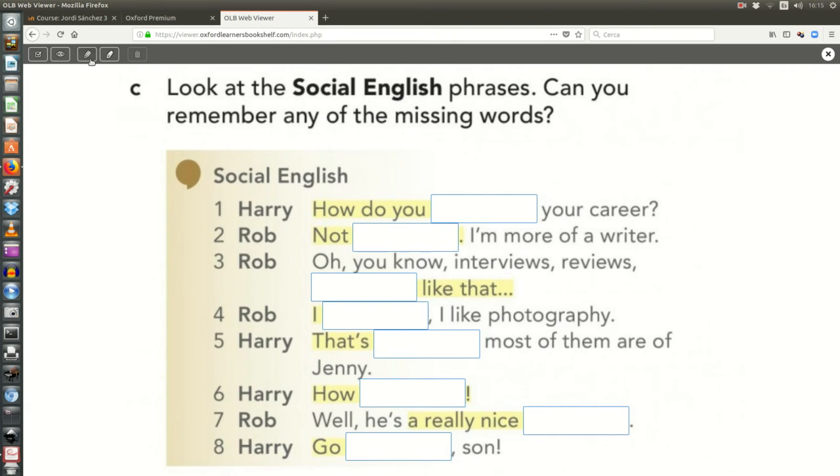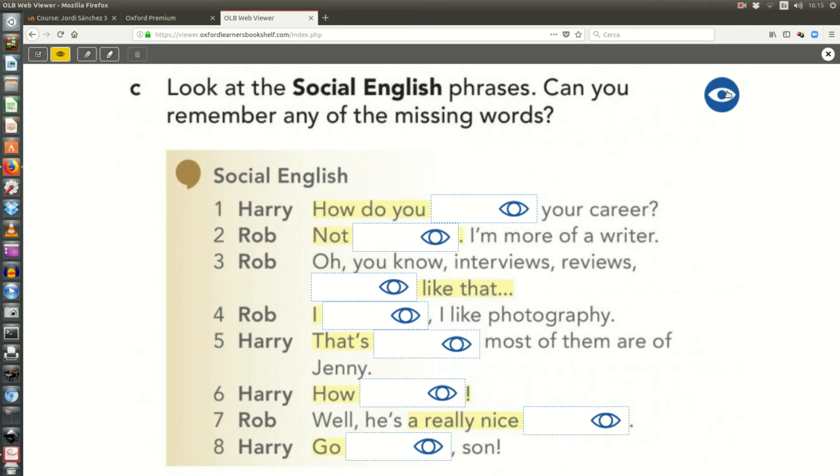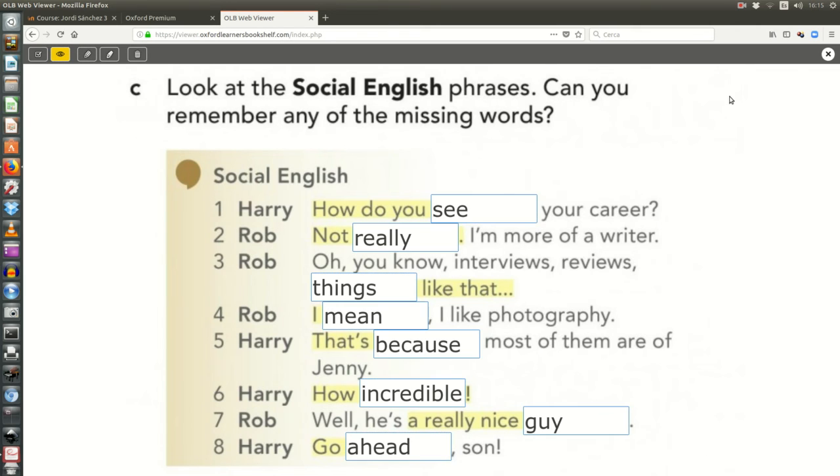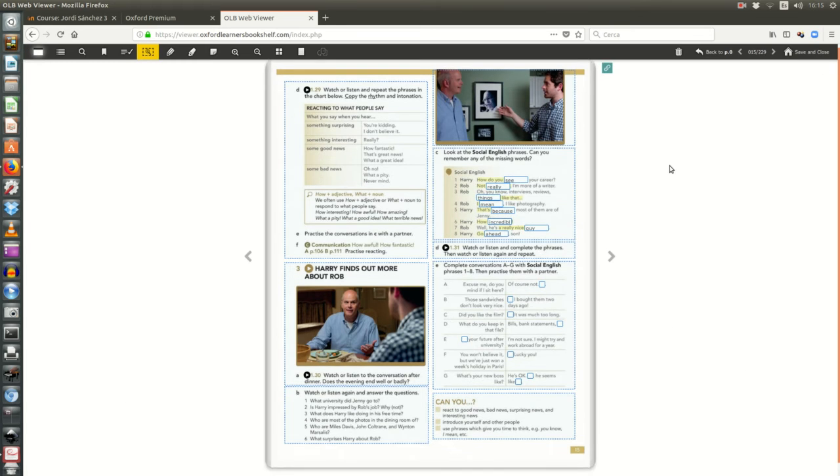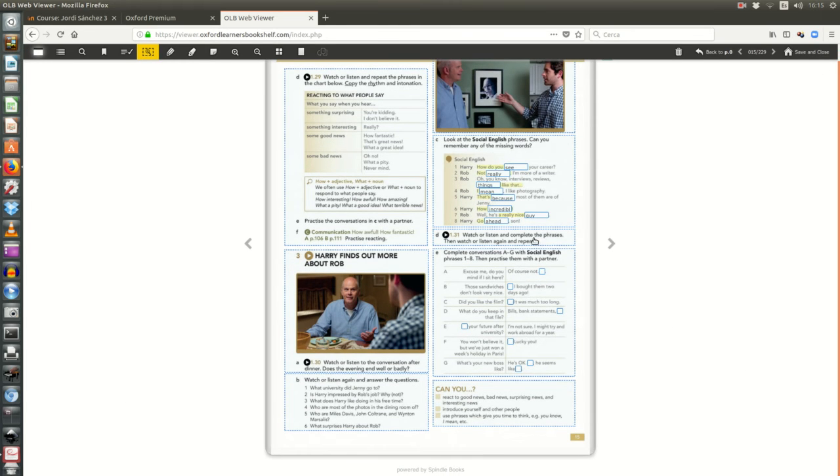Try to complete it and we check. Okay, so this is what they really say. Okay. So let's watch these phrases, and like before, what you have to do is just repeat them.